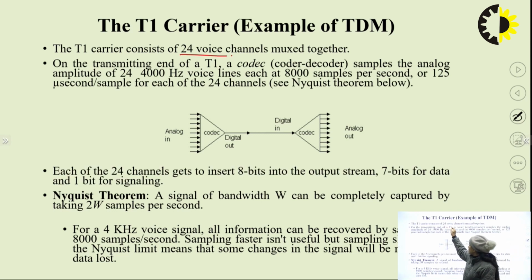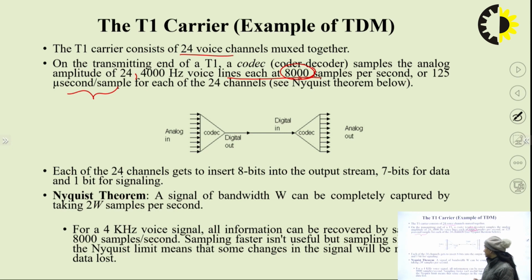It consists of 24 voice channels. A codec, or coder-decoder, samples the analog amplitude of 4000. Why do I consider 4000? Whereas voice signal varies up to 3000 hertz, we take some guard band to avoid any kind of error, and we consider it up to 4000 hertz. Each is sampled at 8000 samples per second, or one sample every 125 microseconds. If I calculate the time gap for 8000 samples per second, it comes out to be 125 microseconds per sample for each of the 24 channels.